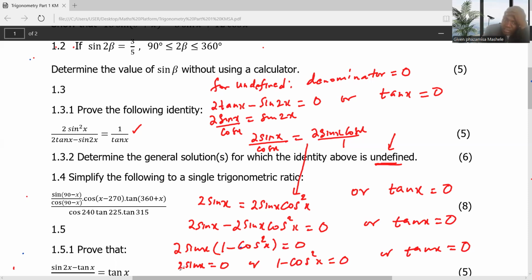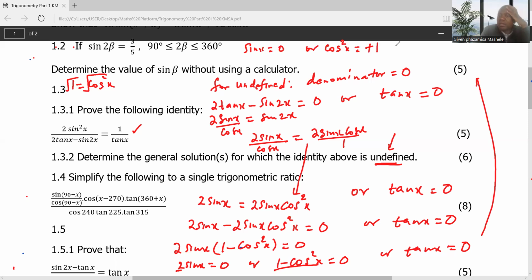If we divide this one by 2, this will give us sine x equals 0. Then if we transpose cos squared x to the right-hand side, we're going to remain with 1 equals cos squared x. Then we apply the square root, but this time around we have to allow plus and minus. So it means we're going to have cos x is plus minus 1, or tan x equals 0.